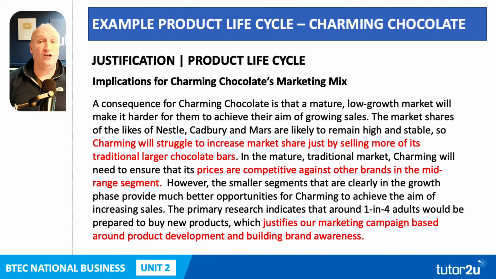For example, the primary research indicates that around 1 in 4 adults would be prepared to buy and try new products, particularly plant-based products. So this justifies our marketing campaign based around product development and building brand awareness. And I think that's enough. I think we've explained what the evidence is for the product lifecycle. We've applied it to the case study business, and we've then talked about the implications of the maturity phase and the growth phase segments for Charming's marketing mix. I reckon those 2 pages or those 2 paragraphs taken together, that's enough to apply the product life cycle effectively.